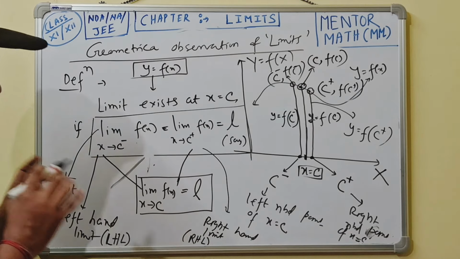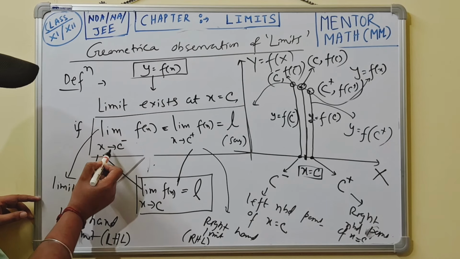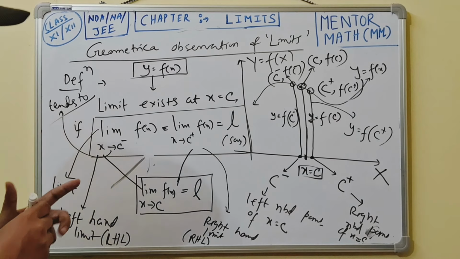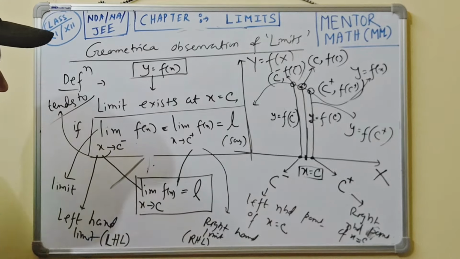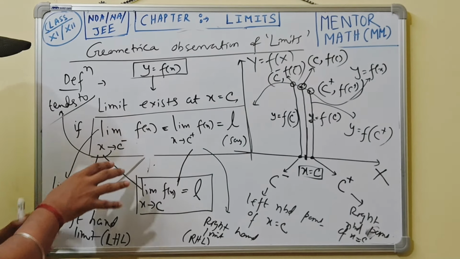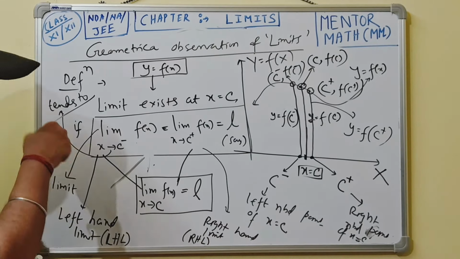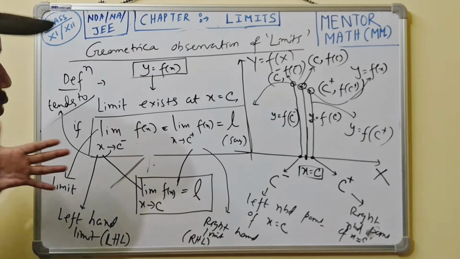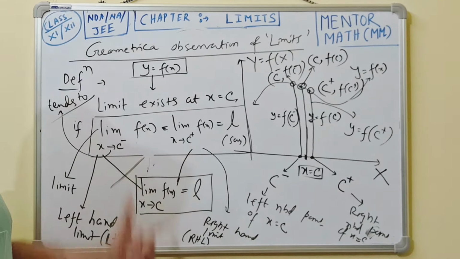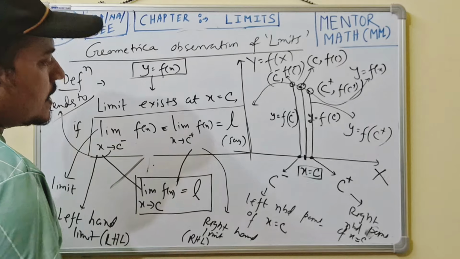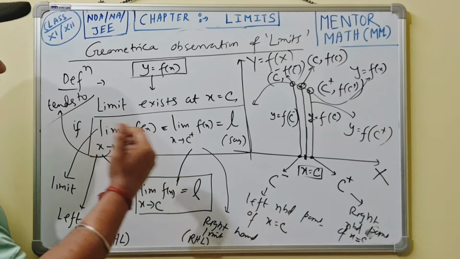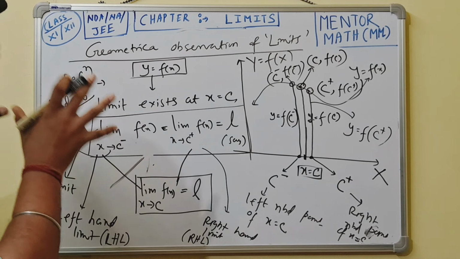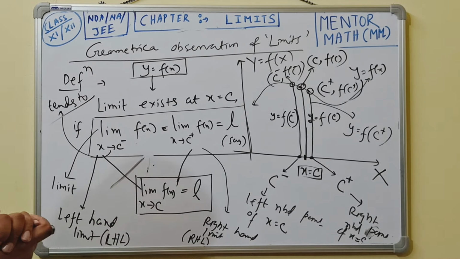So this is your geometrical concept, and you can read it that way. This arrow suggests tends to. Tends to means approach to c minus here, and approach to c plus there. Whenever you focus on a particular point c, c minus means we come from the left side towards c, the left neighbor point of c, and similarly c plus means it comes from the right hand side, the right neighbor of c. This is the basic mathematical and geometrical observation of limit. Please note.